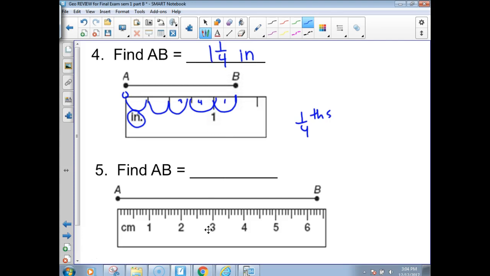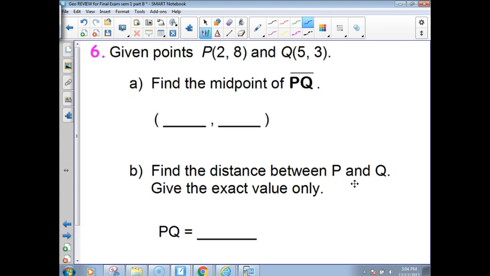Now down here, you can do decimals because it's in centimeters. The reason you can do decimals is because from 0 to 1, there are 10 marks, which are millimeters. So this is 6 point, what did you put? 3? Okay, hopefully so far so good.